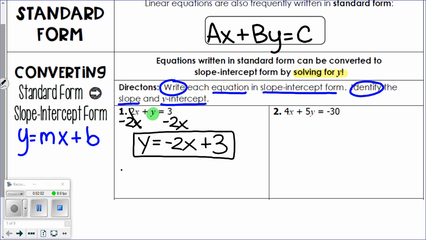Okay, so what's the m here? What's the slope, the number in front of the x? It's negative 2. And what's your b value? Positive 3.